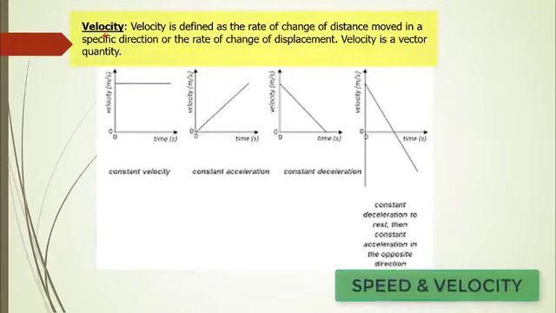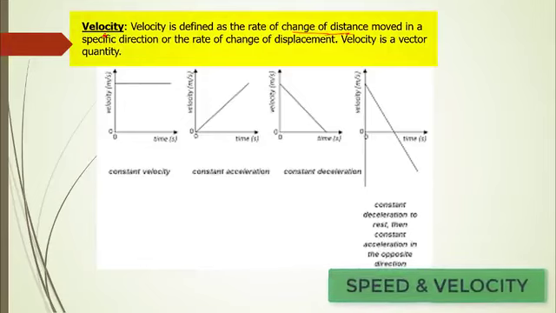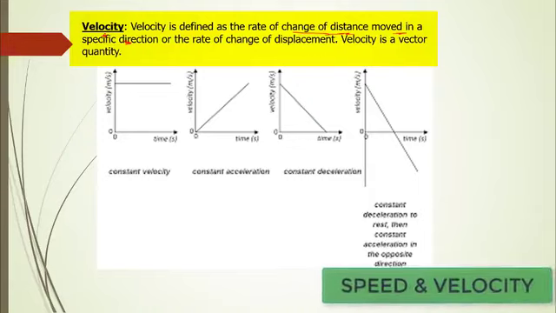On the other hand, velocity is defined as the rate of change of displacement, or distance moved in a specific direction. Okay, understand, speed has nothing to do with direction because it is a scalar quantity, but velocity has everything to do with direction because it is a vector quantity.